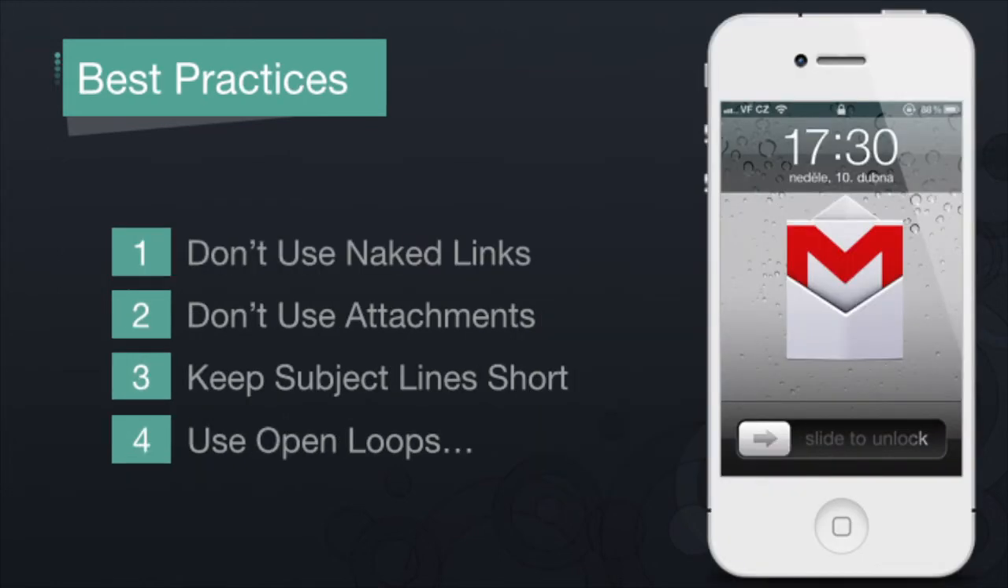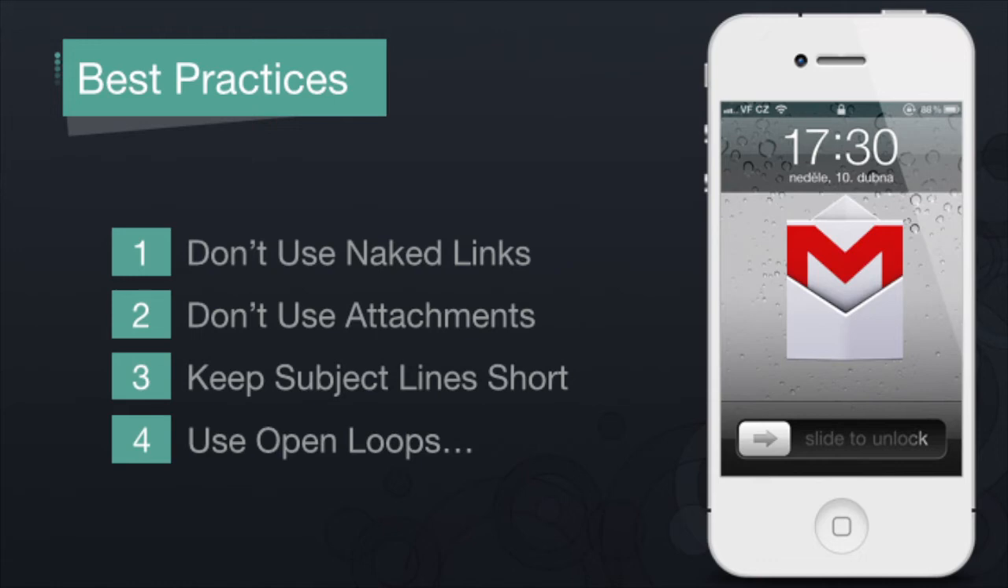Now, best practices for email, there's just some good rules of thumb that you want to follow. Don't use naked links. In other words, you always want to use anchor text, and that means words like click here rather than the actual link that says http://, right? Don't use attachments because the spam police on the autoresponders will pick that up and you'll have really hard issues with deliverability. Keep your subject lines short and interesting, right?